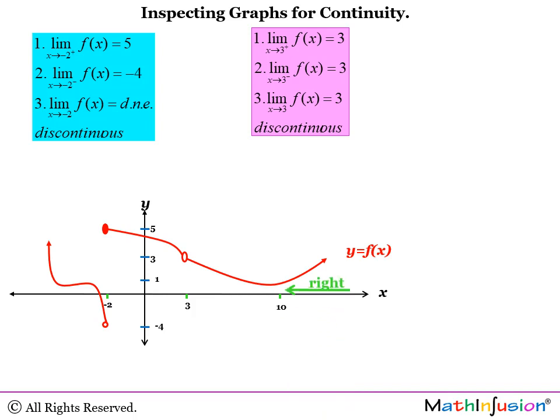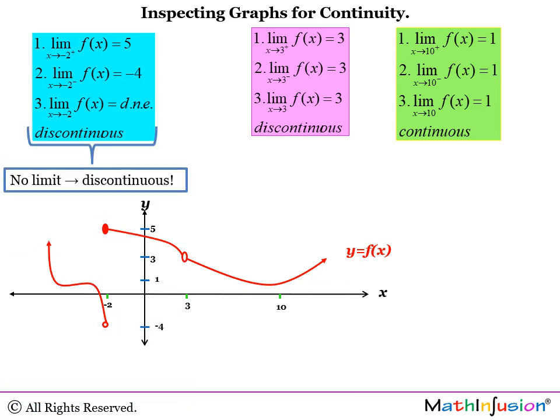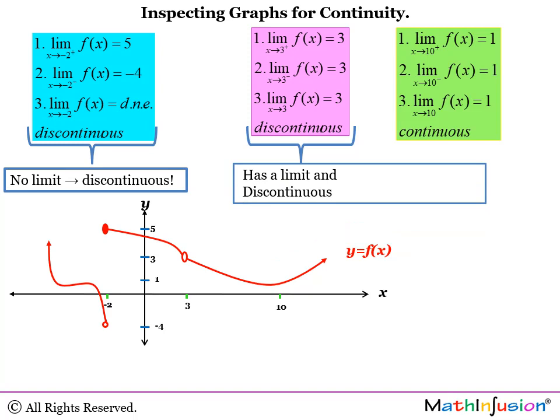Now let's inspect x equals 10. The limit from the right and the left equals 1, so the limit exists and equals 1, and the function is also continuous at x equals 10. In one case, there was no limit and the function was not continuous. In another case, there was a limit and the function was discontinuous.